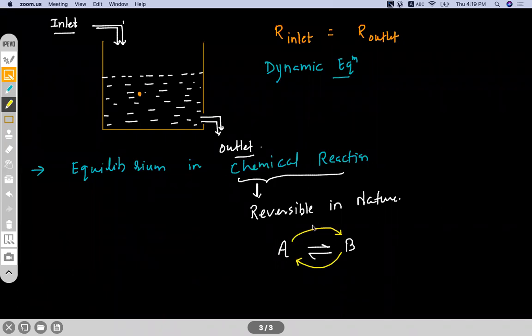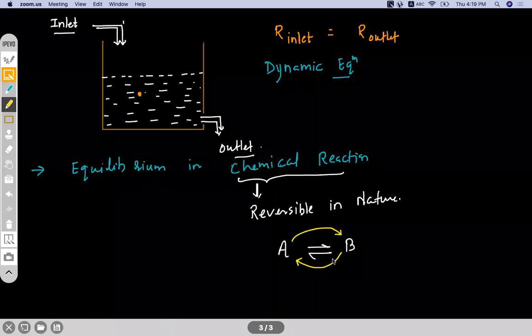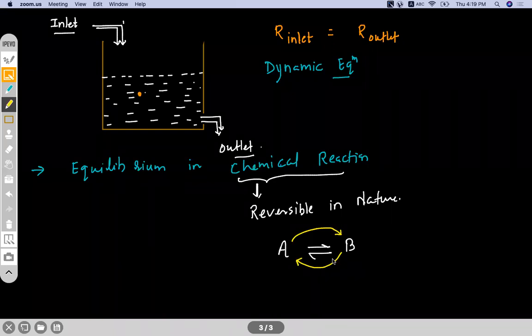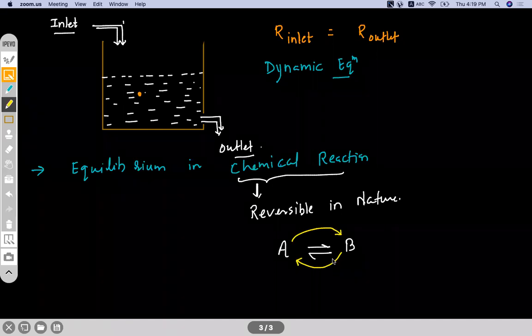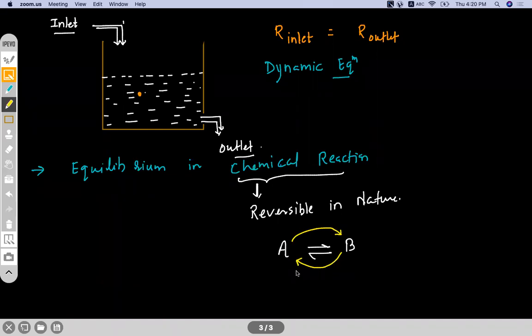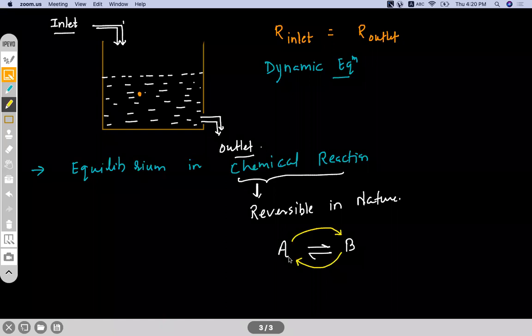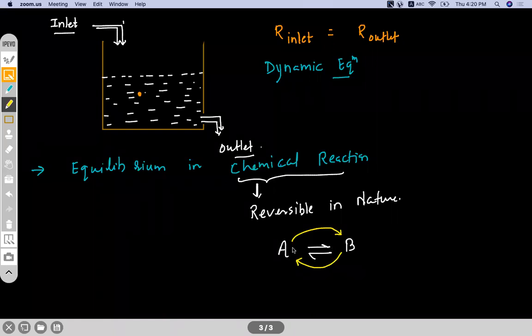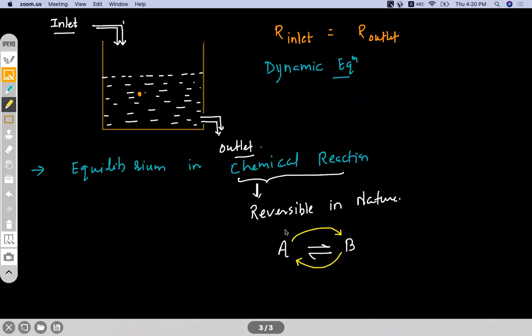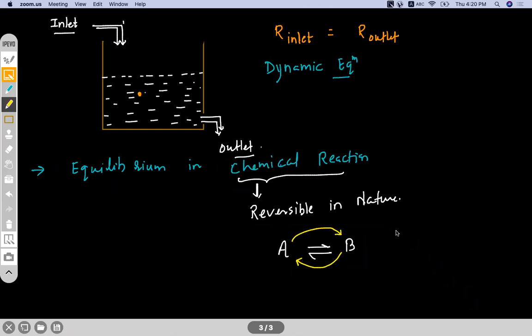Right? So the reaction proceeds both ways, reactant to product and product to reactant. And hence in this type of reaction, equilibrium exists. If there is only a one-way reaction, A to B, then equilibrium is not possible. So one is a bidirectional reaction, and one is a monodirectional reaction, which is an irreversible reaction.